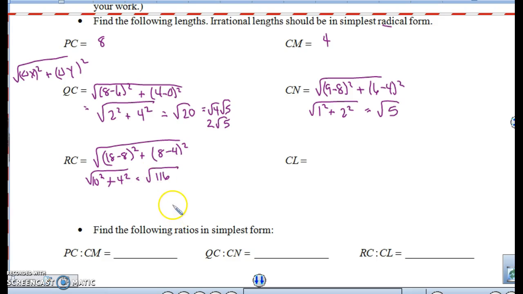Now, what perfect square goes into 116? Well, actually, 4 does. 4 times 29 is 116. Trust me, it does. 4 times 29. So the square root of 4 is 2 times the square root of 29.